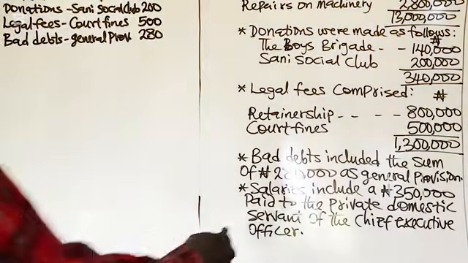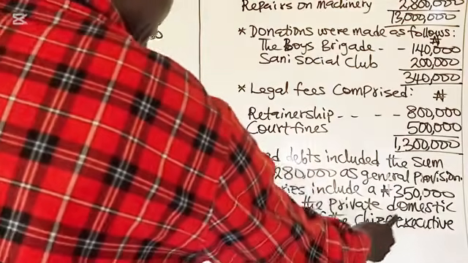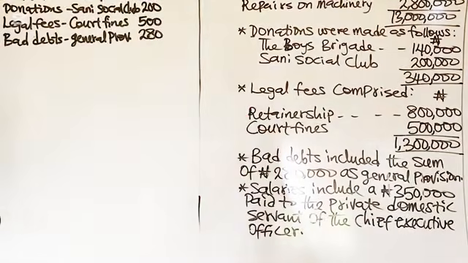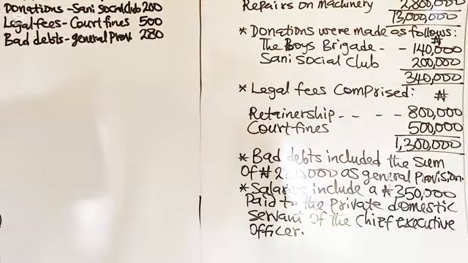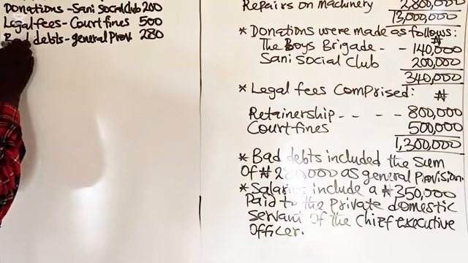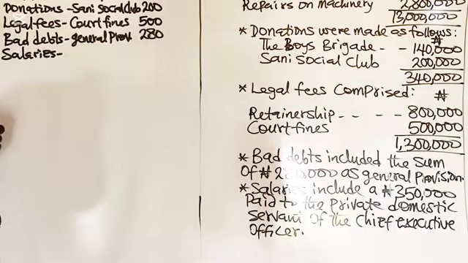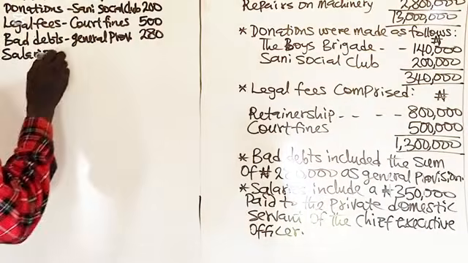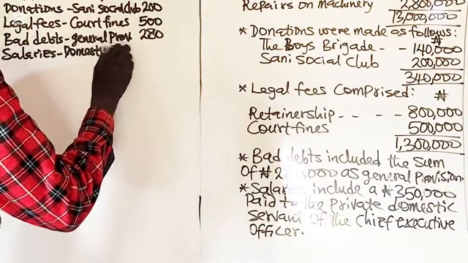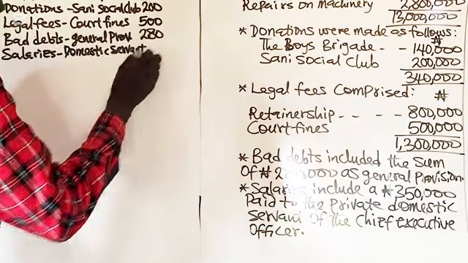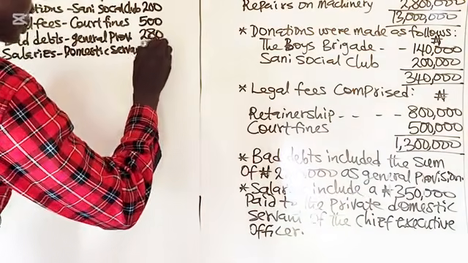You were told salaries include 350,000 naira paid to private domestic servant of the chief executive officer. So it's a private expenditure, not allowable. Salaries to domestic servant, and that amounted to 350,000 naira.